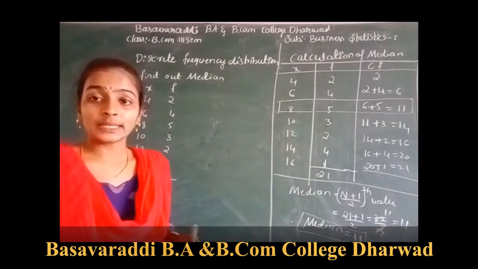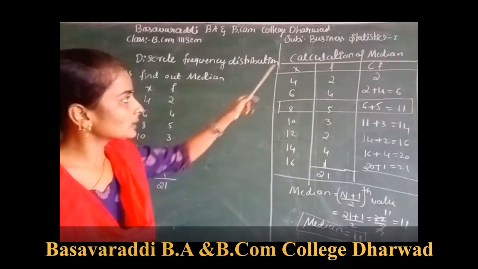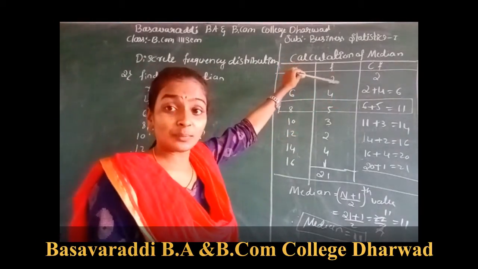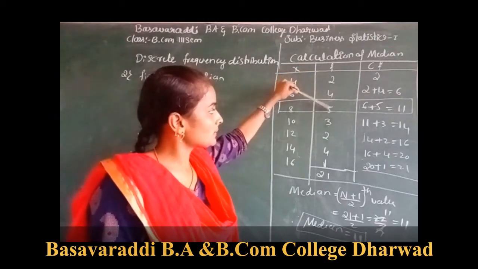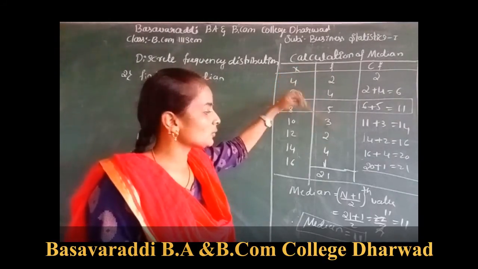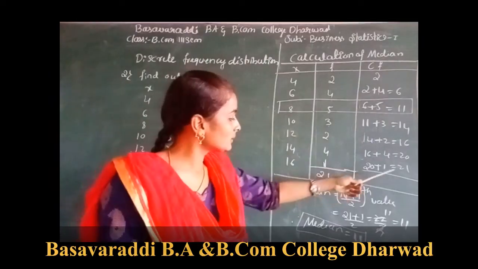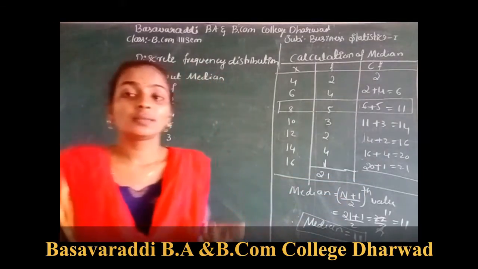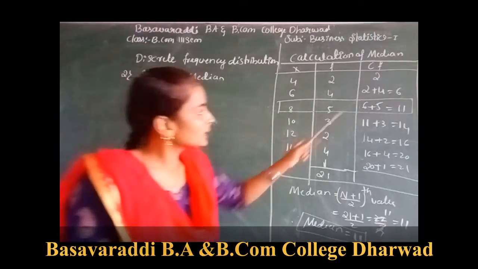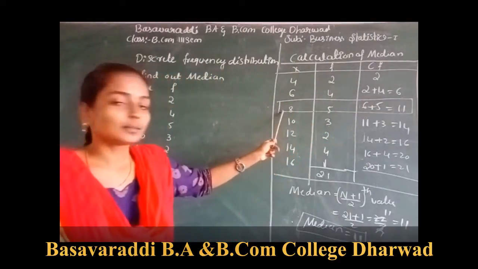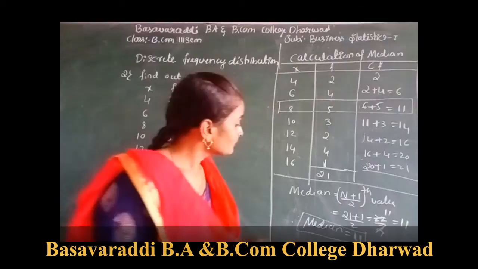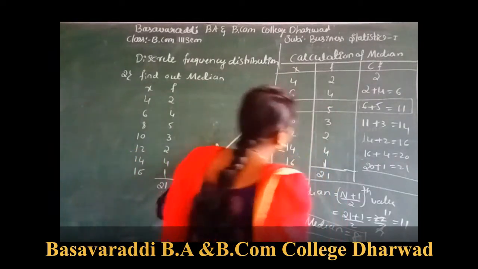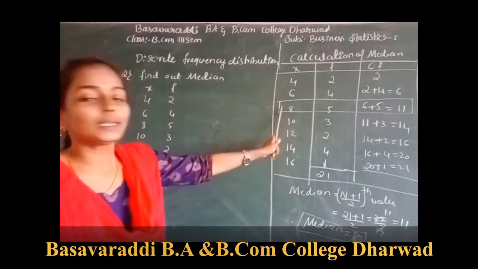Okay, find out median. X and F values are given. We find out cumulative frequency by adding frequencies one by one: 2 plus 4 plus 5 plus 3 plus 2 plus 4 plus 1, that is 21. N plus 1, 21 plus 1 divided by 2, 22 divided by 2 is 11. The 11th value in cumulative frequency is 8. So median is 8.